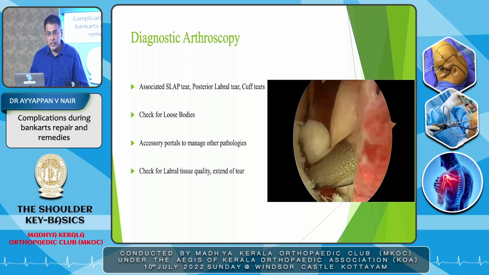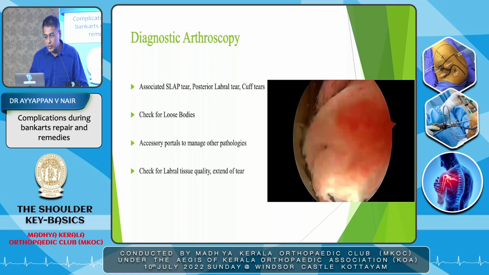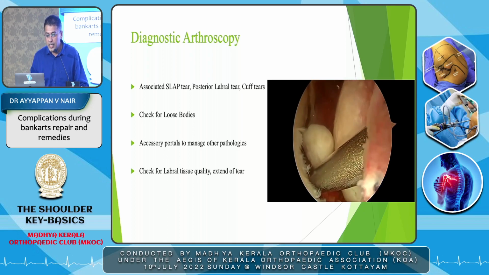Diagnostic round, Dr. Harish has already done a nice diagnostic round. It's very important to do a diagnostic round. Here we pick up SLAP tears, posterior labral tears, cuff tears, and loose bodies. Of late, especially in the last 1 month, I had 3 cases where I had a significant loose body. This is a loose body. Loose bodies are normally inside the inferior pouch. So once we do a diagnostic round, going into the pouch is very important.